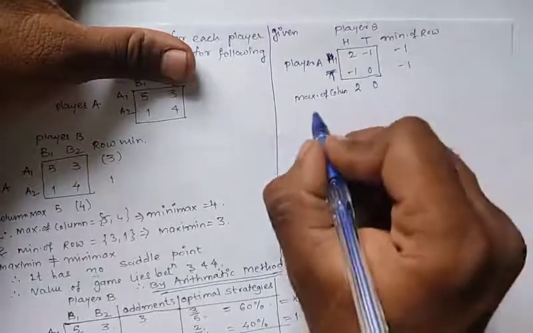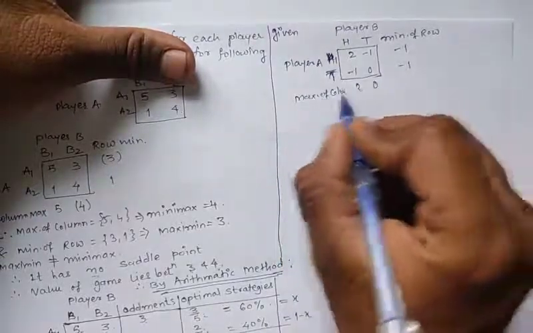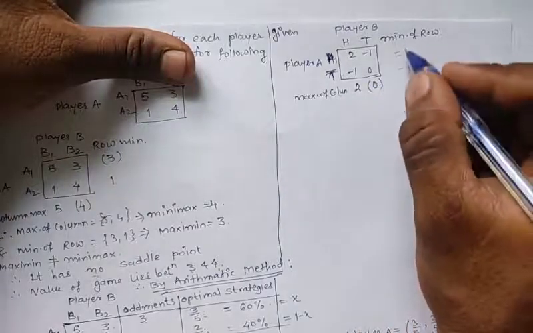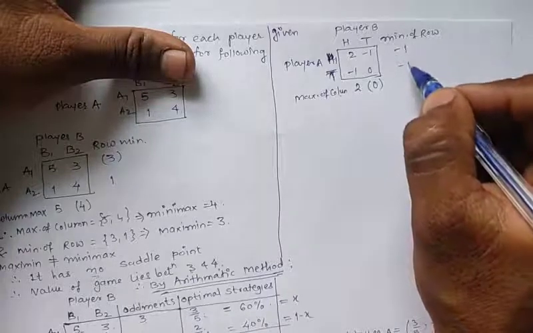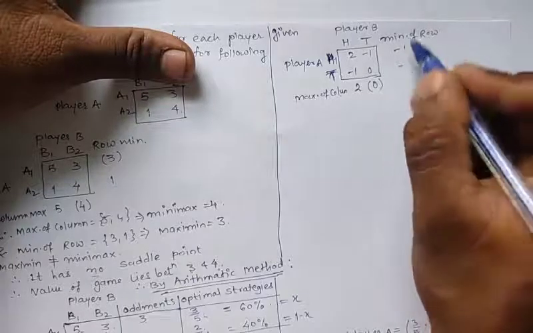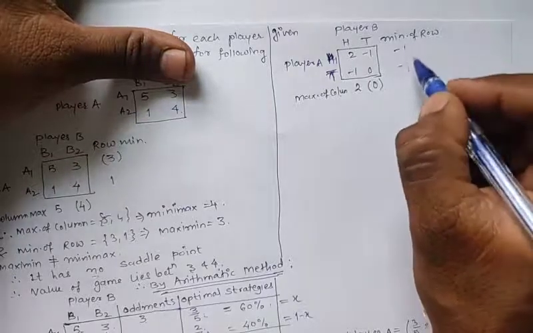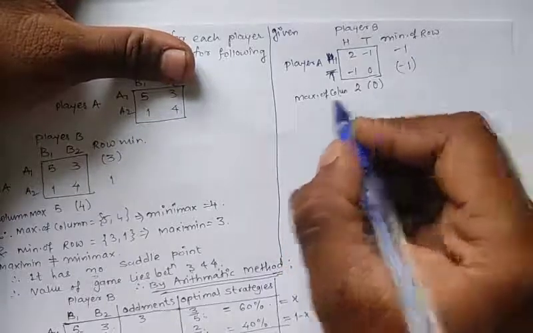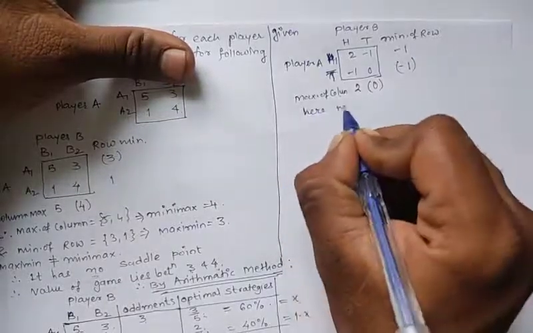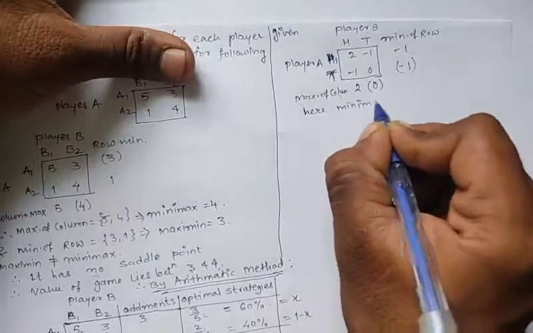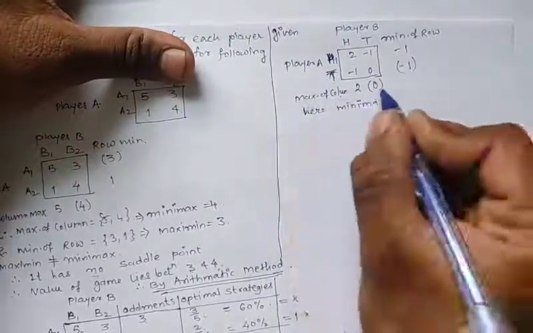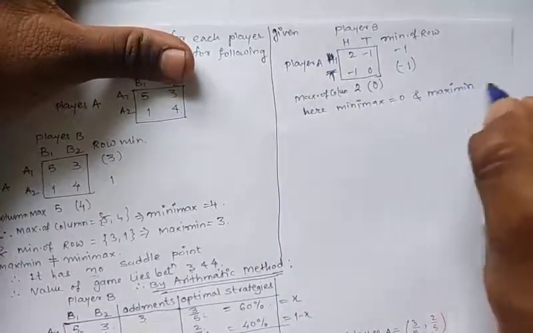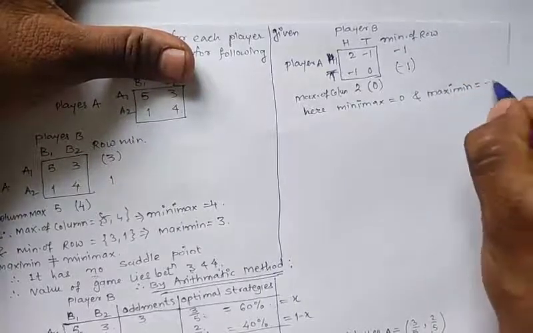Therefore here, in the maximum values we will find the minimum, which is 0, and in the minimum values we will find the maximum, which is -1. So the minimax value, the minimum of the maximum values, is 0, and the maximin value, the maximum of the minimum values, is -1.